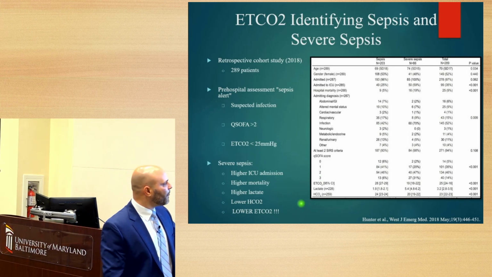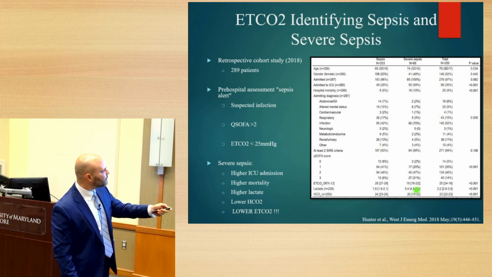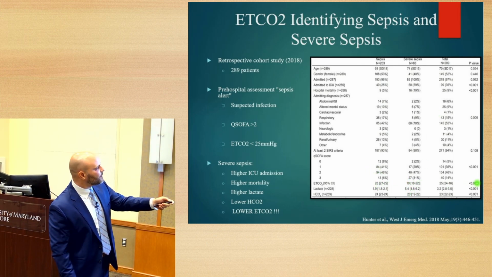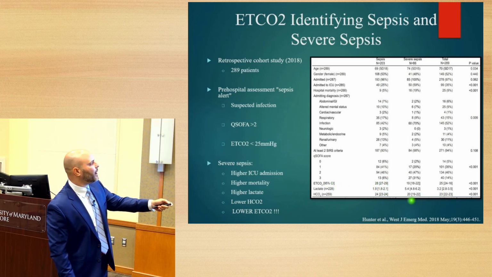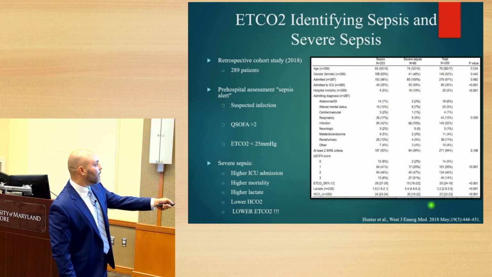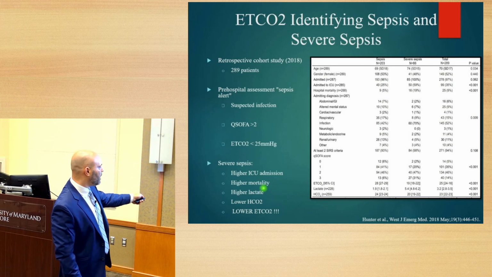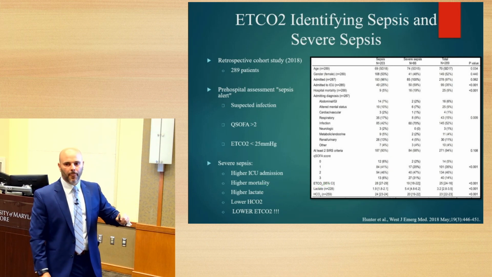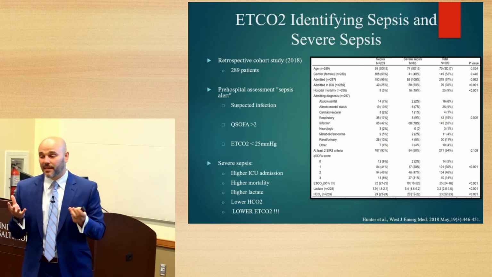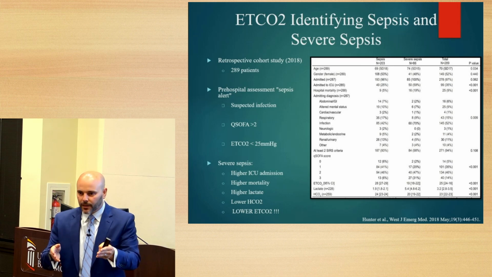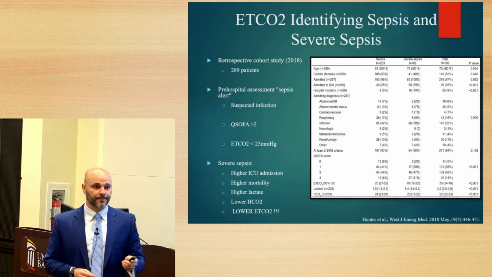And as you can see here, in people with sepsis and severe sepsis, end tidals were lower, statistically significant. Lactates were higher, statistically significant, and bicarbs were also lower. So it correlated with higher ICU admission, higher mortality, higher lactate, more acidosis, and the lower CO2. So this could potentially be a missing link in helping identify sick patients early in resuscitation, but also in the pre-hospital setting.